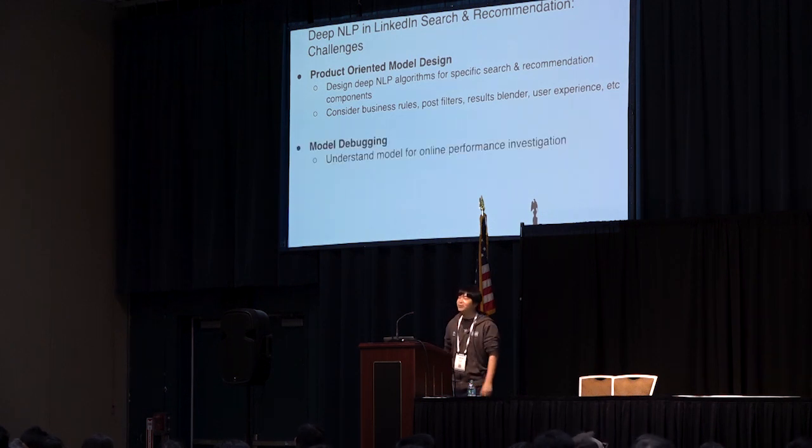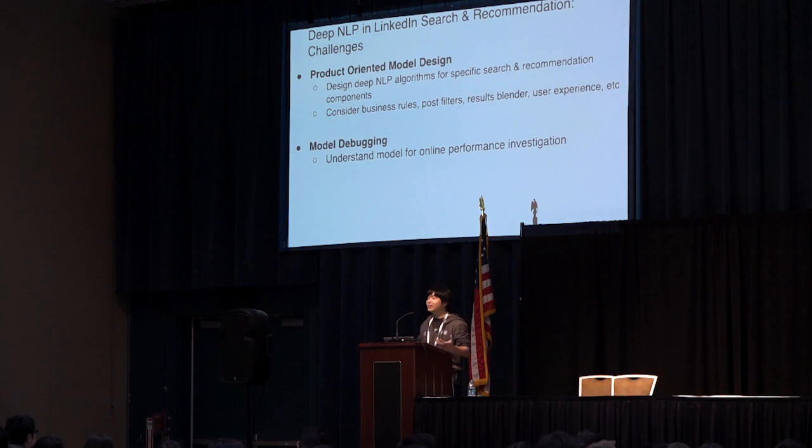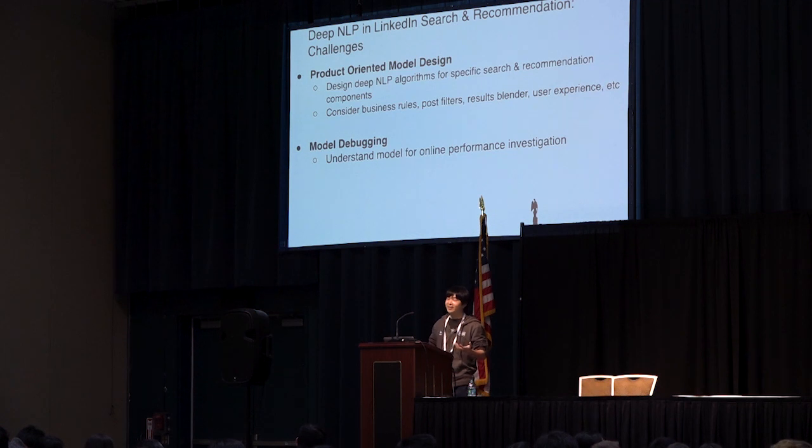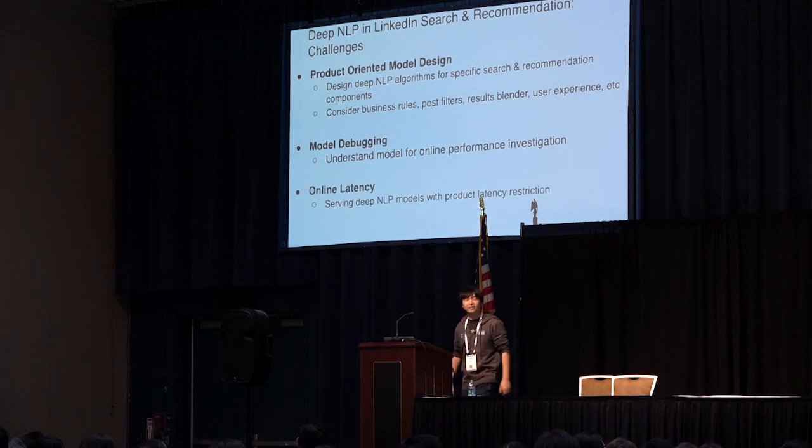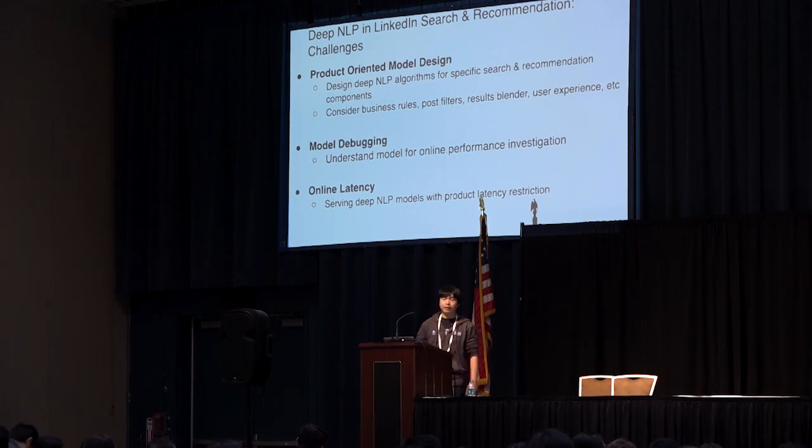The second one is model debugging. You spend a quarter or two quarters, you have a model, you launch online, and it doesn't work. We cannot give up, right? We need to understand why. But we know deep learning models are very hard to interpret. Model understanding is a big challenge once we encounter online performance issues. The third one, online latency, is always a concern in industry. How to serve deep learning models with product latency restrictions? Many times, we need to sacrifice model performance in order to have it running smoothly online.